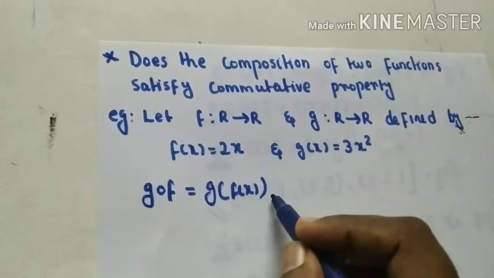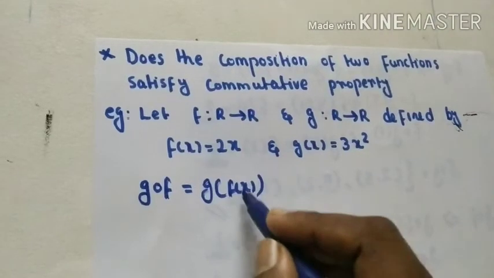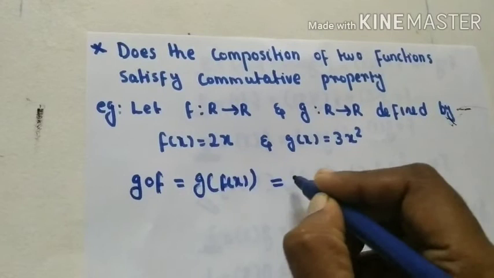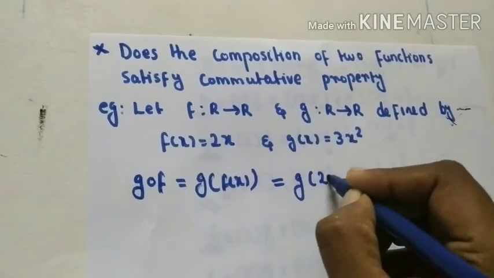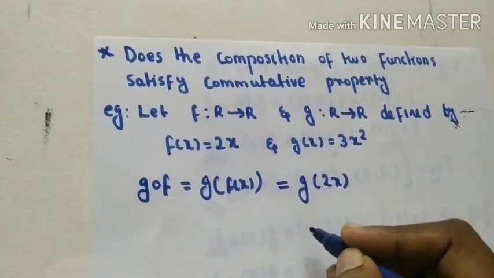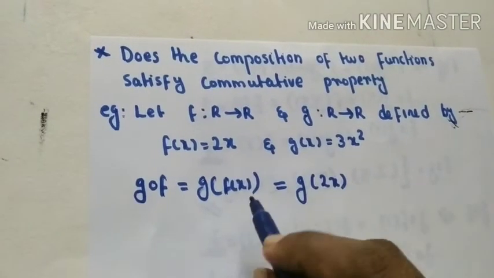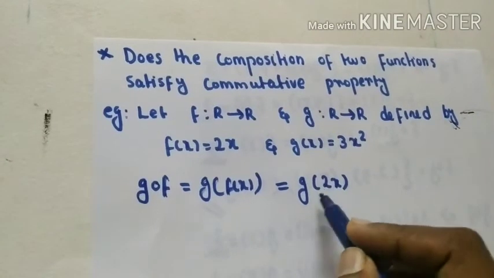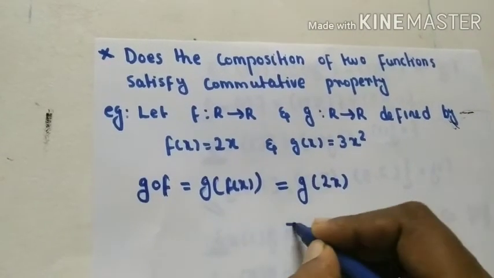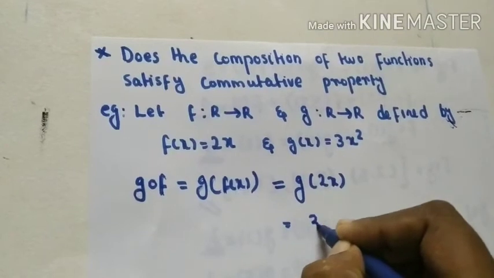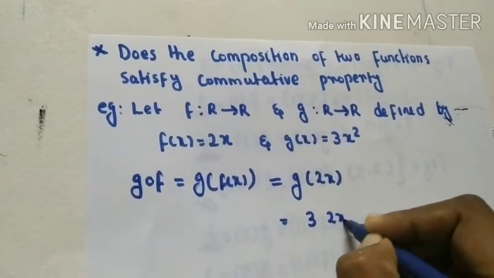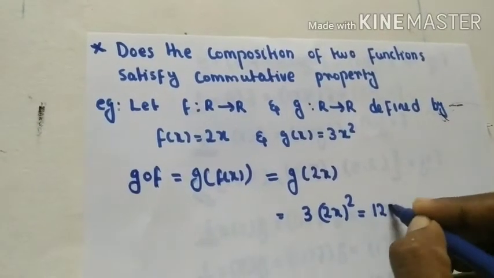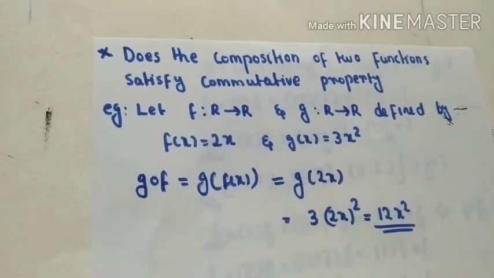Substituting the value of f of x here, we know that f of x equals 2x, so we get g of 2x here. And if g of x equals 3x square, then g of 2x becomes 3 into 2x all square, which is equal to 12x square.